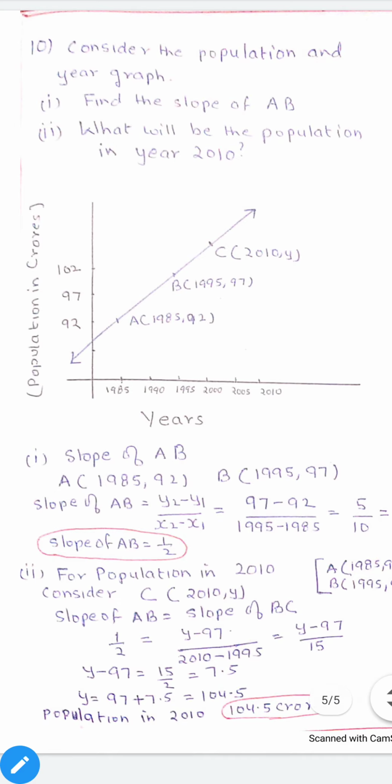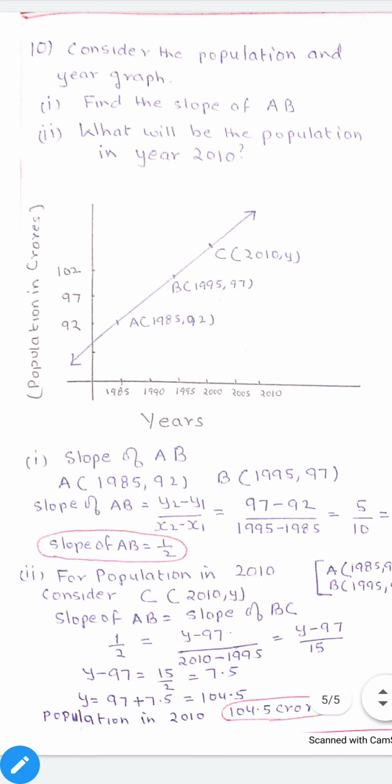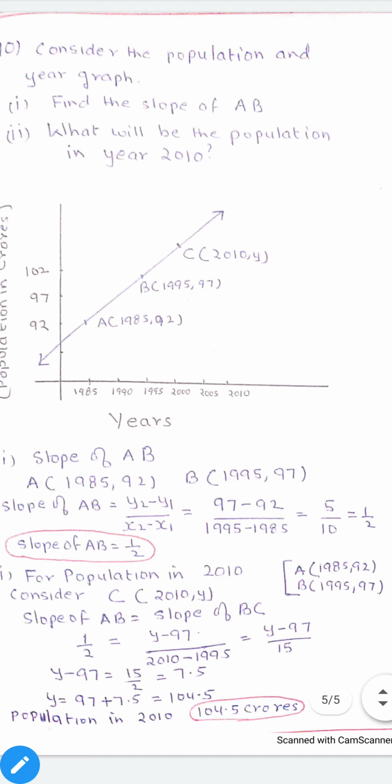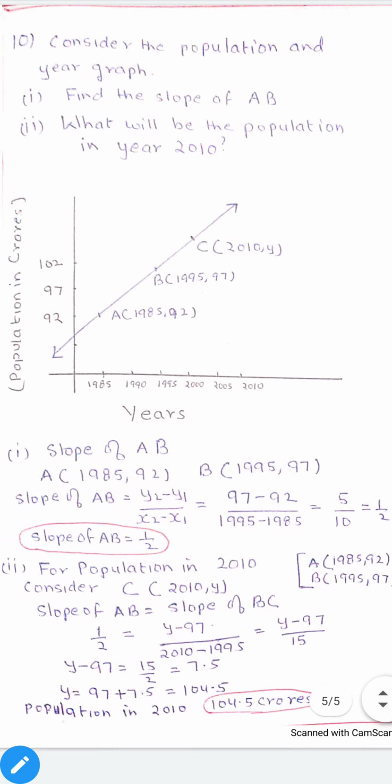10th question. Consider the population and year graph. Find the slope of AB. What will be the population in year 2010? First of all, slope of AB, A is given, B is given. Using slope, the formula of slope is y2 minus y1 upon x2 minus x1. 97 minus 92 upon 1995 minus 1985 is 5 upon 10, that is 1 upon 2. Slope of AB is half.